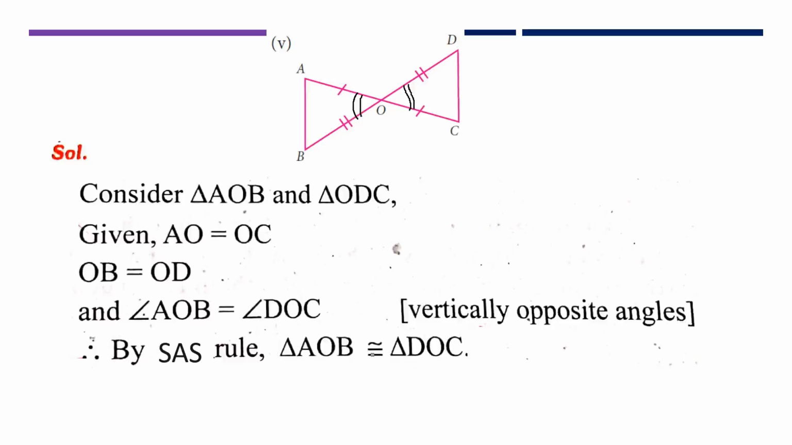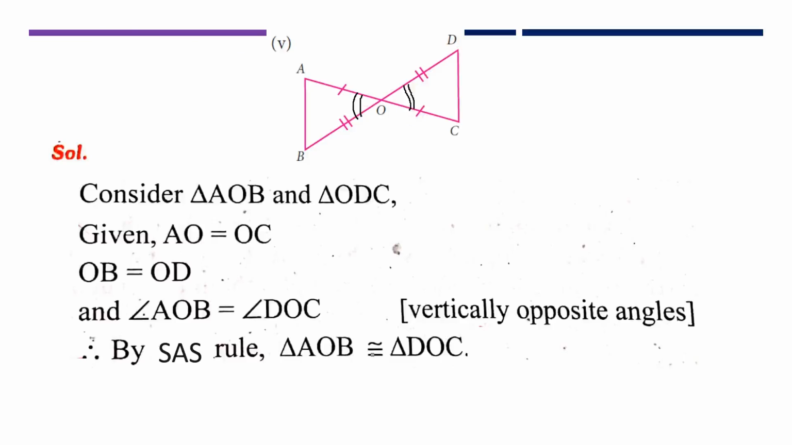So we can say, side, here angle, side. So by the SAS rule we can say this triangle AOB and triangle DOC are congruent to each other.